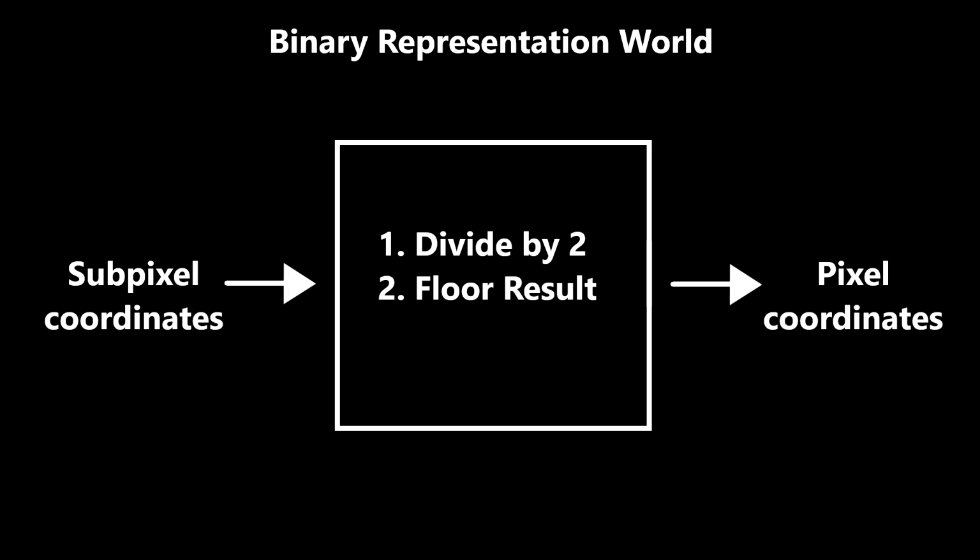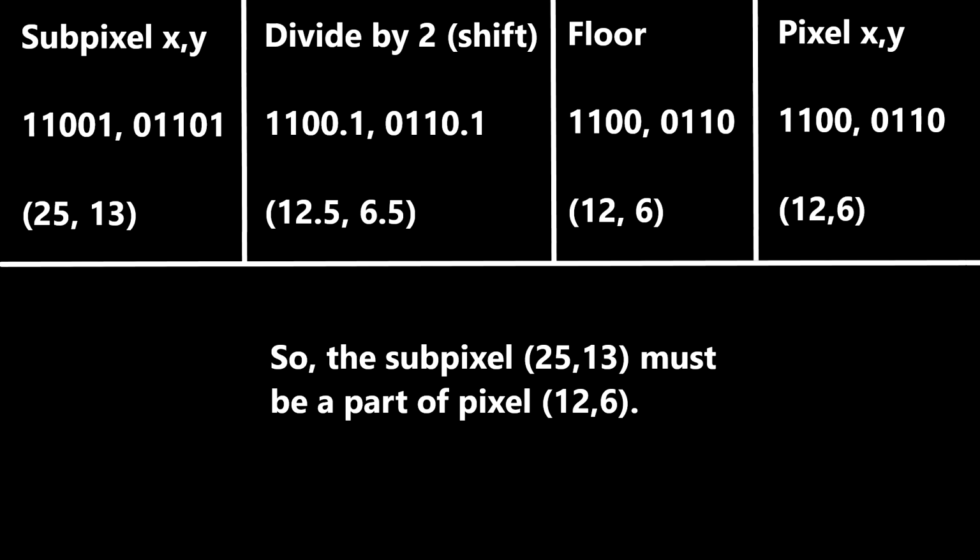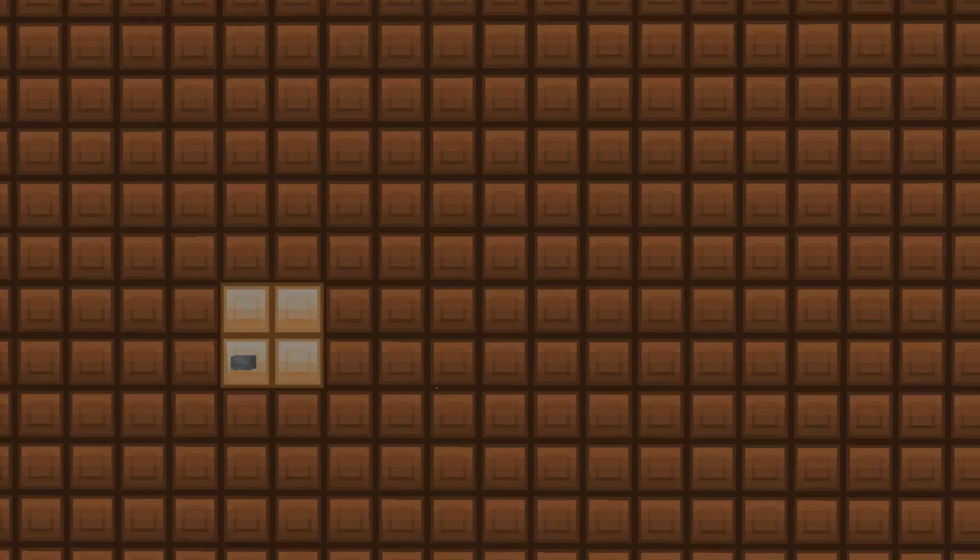The beautiful thing about this representation is that conversion from subpixel coordinates to pixel coordinates is extremely easy. You just have to divide the number by 2 and floor it, which means chop off the fractional part. And since we're using all binary representation, you can do this in binary by simply shifting your bits to the right and forgetting about the fractional part.